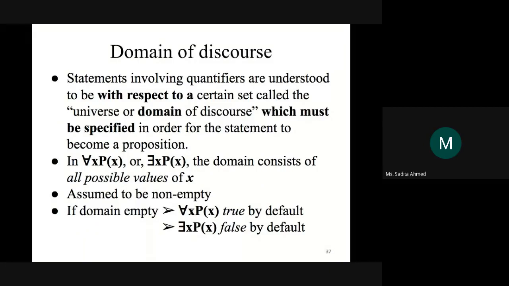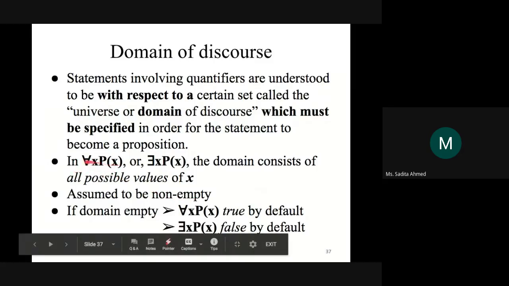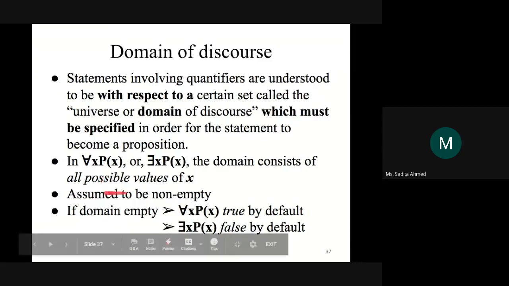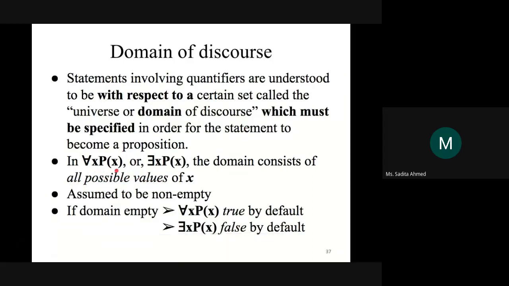Okay, so the domain of discourse is the allowed or possible values of x. Let's say, for example, this one, the universal quantification of this propositional function. What does it say? For all x, P(x). For all possible values of x, P(x) is true or false. Now, where do all these possible values of x come from? From the entire universe? From the entire world? Where does it come from?